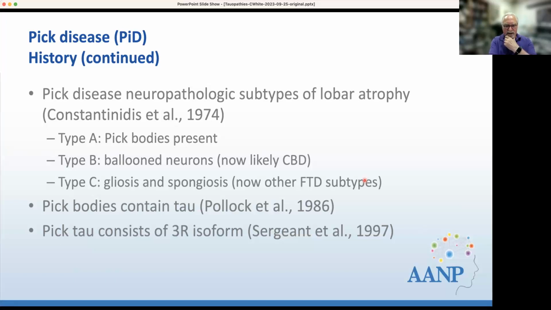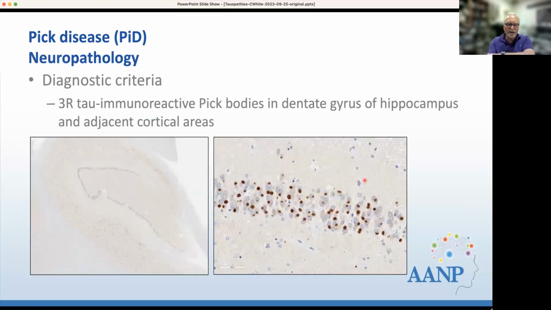Pollock et al. in 1986 were the first to demonstrate that Pick bodies contain tau protein, and Sergeant et al. in 1997 demonstrated that Pick tau consists only of the 3R isoform. So the current diagnostic criteria for Pick disease include 3R tau immunoreactive Pick bodies in the dentate gyrus of the hippocampus and in the adjacent pyramidal layer and adjacent temporal and frontal areas.